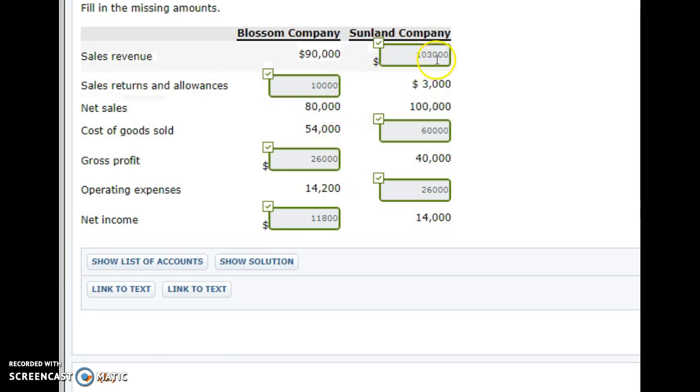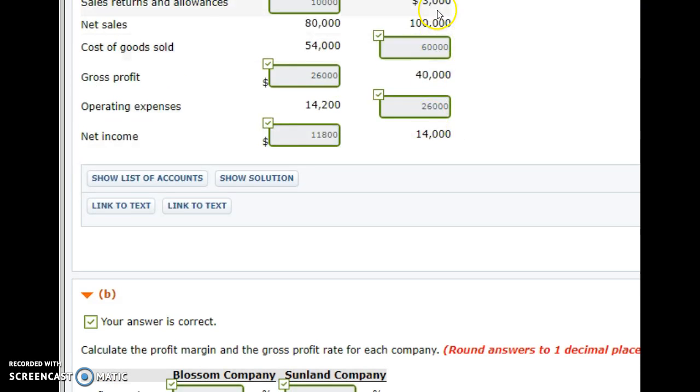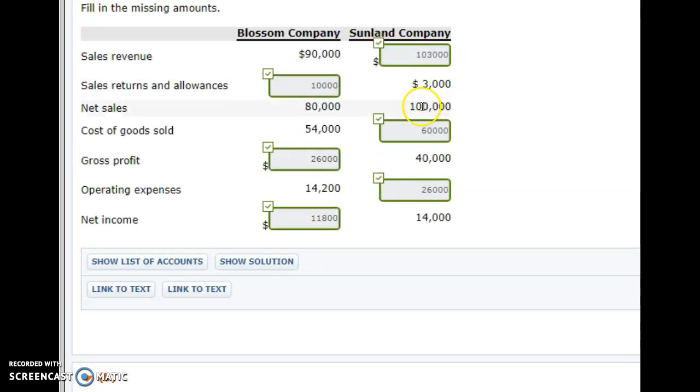We'll bump on over to Sunland Company. 103,000 is given in sales revenue. Sorry, not given. We need to figure that, and we'll take net sales and add sales returns and allowances to get 103,000. Moving on, it asks us to compute COGS, and COGS is figured by taking net sales and subtracting out gross profit. So 100,000 minus 40,000 is 60,000.